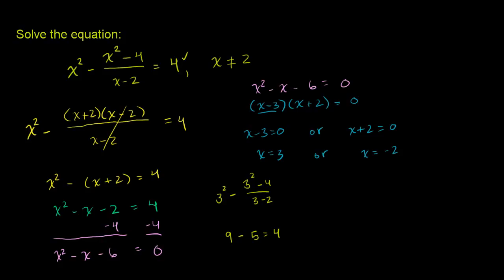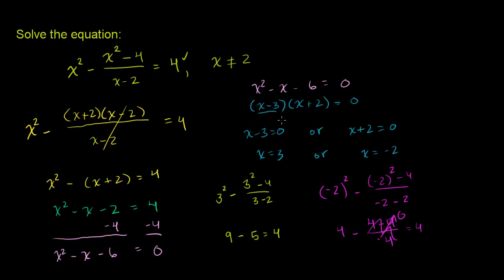Now let's try it with negative 2. So if I take negative 2 squared, and I have a minus (negative 2 squared minus 4), all of that over negative 2 minus 2. So negative 2 squared is 4 minus (negative 2 squared, which is 4, minus 4), all of that over negative 2 minus 2, which is negative 4. Well, 4 minus 4 is 0, so this whole thing is just going to become 0. So this whole thing is going to equal 4.